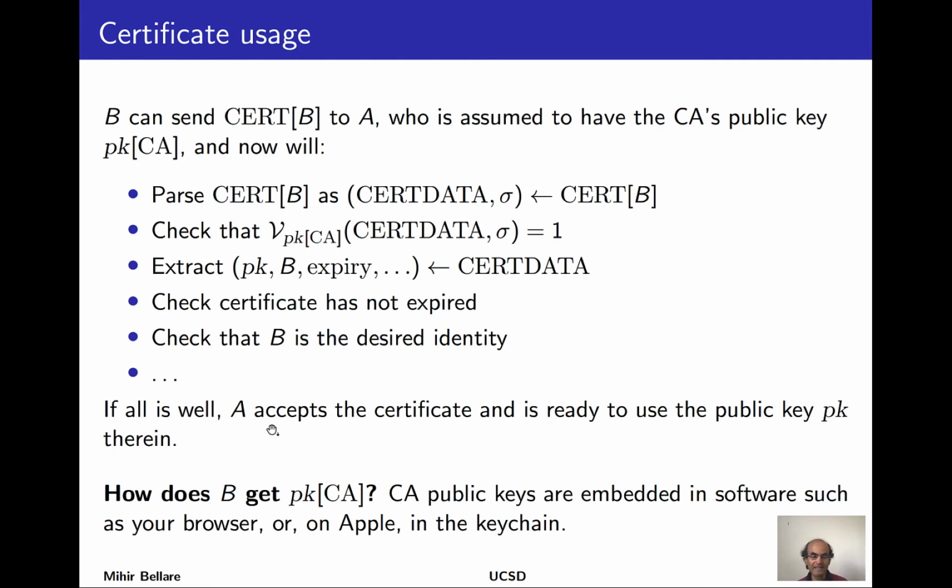If all is well, then A accepts the cert and is ready to use the public key. Now, one question here is, in order to verify the CA's signature on the certificate, A, not B, needs to get the public key of the CA. And how does it do that?